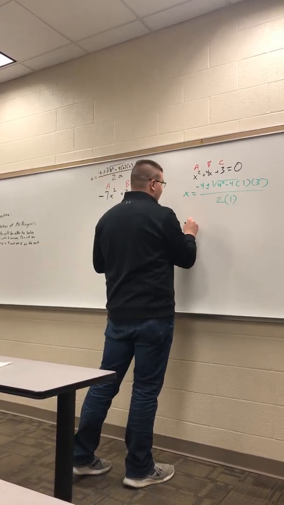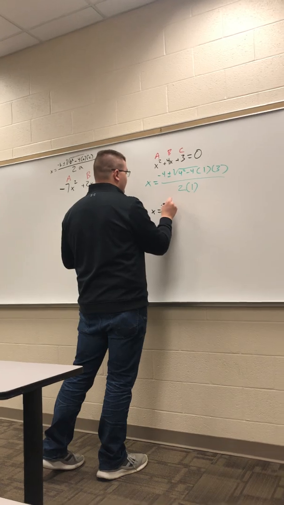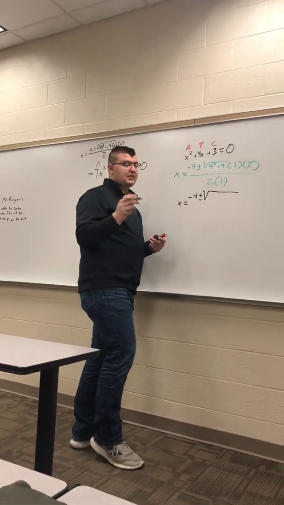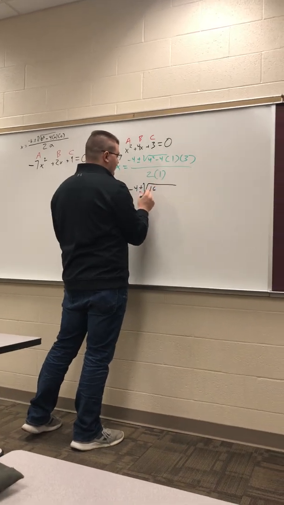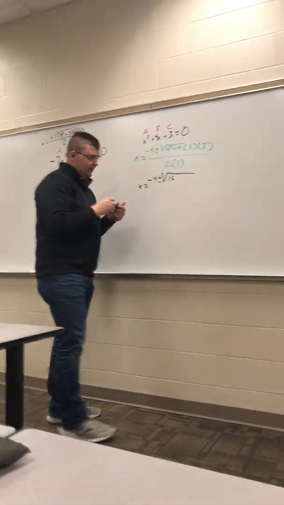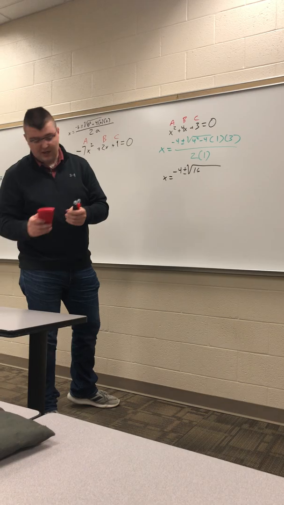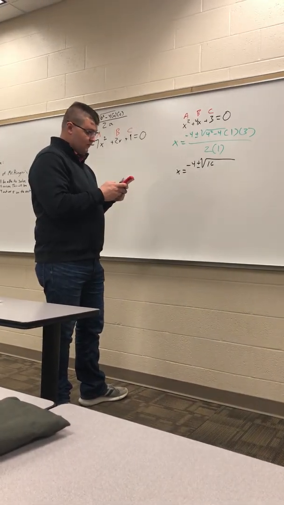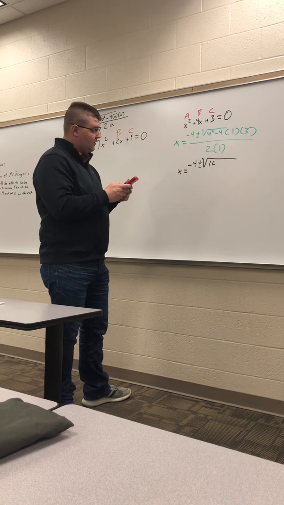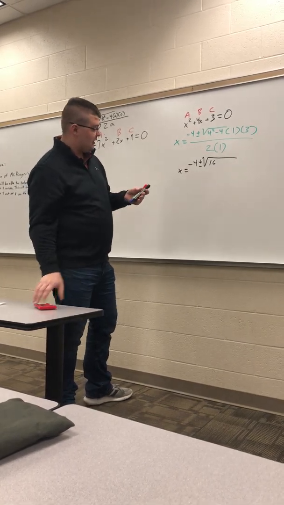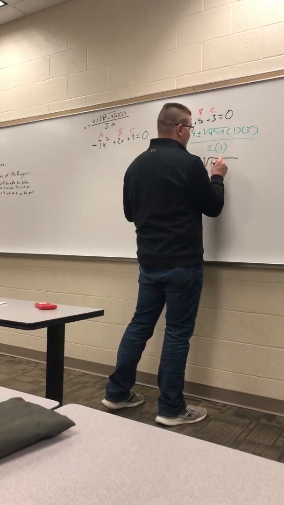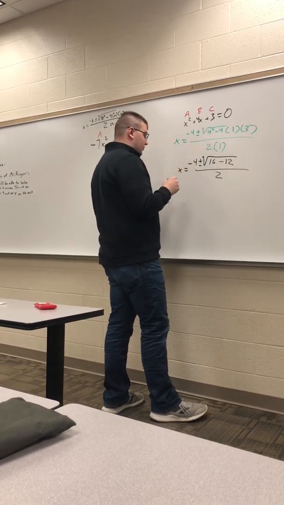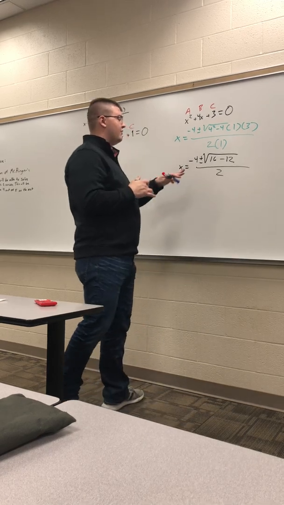So x equals negative 4 plus or minus, what's 4 squared? 4 squared is 16. So 16. And we're going to punch that in, make sure it goes correctly. I was double checking. And that's going to be negative 12 right here. And 2 there, because 2 times 1 is 2. Okay, so that's what we need to do.